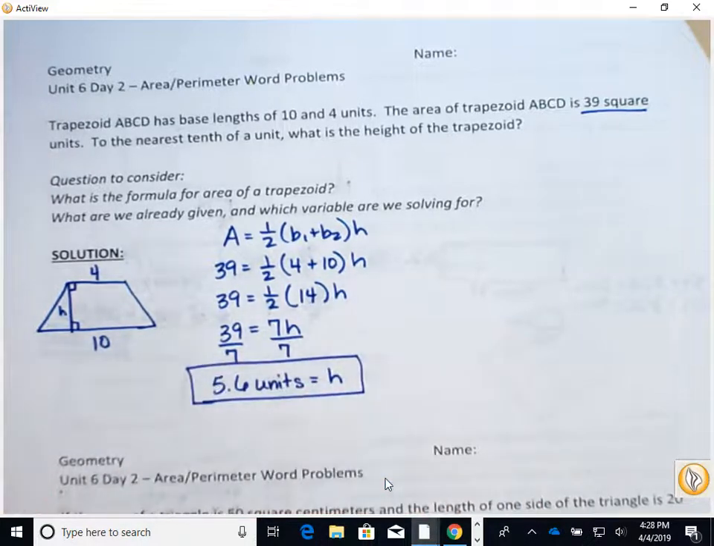So it's just plug and chug. Figure out what formula you're using, plug in the things you know, solve for the thing you don't know.